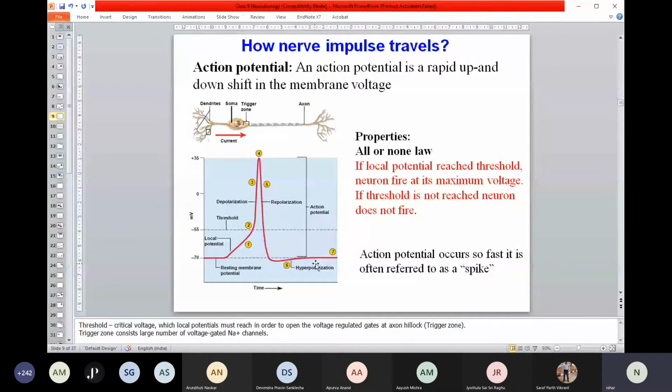But I hope it's clear that threshold potential is very, very important. Once it reaches the threshold potential, the voltage gated sodium channel gets activated, allowing lots of sodium inside the cell. That's why this peak happens. Once it reaches threshold, it just gets a peak. That's why it's called the all or none law. So the action potential follows all or none. It reaches threshold, then only it shoots up. If it doesn't reach, nothing will happen. It doesn't fire. Okay, so this is called the action potential.